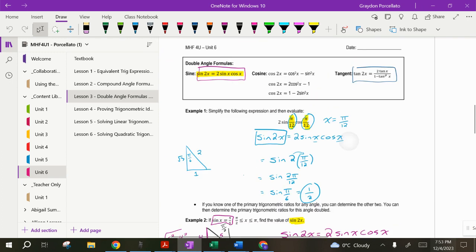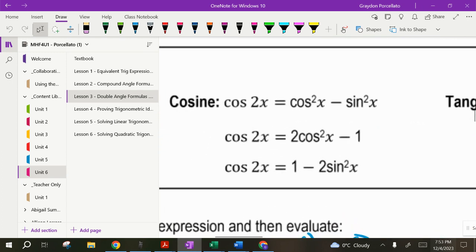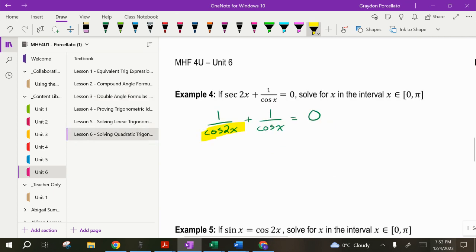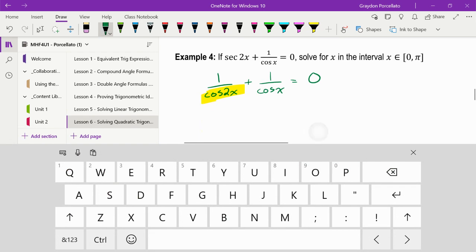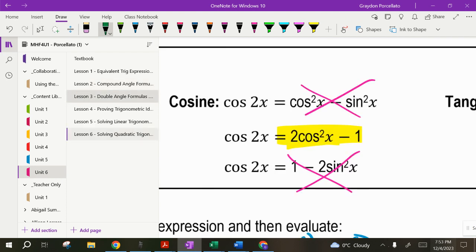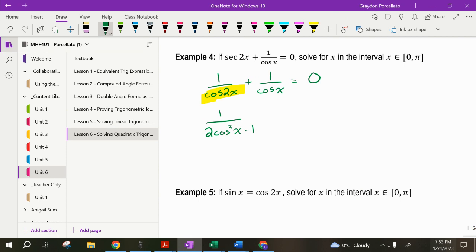Of course, it didn't go right back to my formula. And we're going to just try to keep it cos. So that means that I'm not going to use this one, and I'm not going to use this one. So this is the one that has a cos: 2 cos squared x minus 1. So we're going to go back, and we're going to rewrite this. And we're going to say this is 1 over 2 cos squared x minus 1, plus 1 over cos x. Okay?